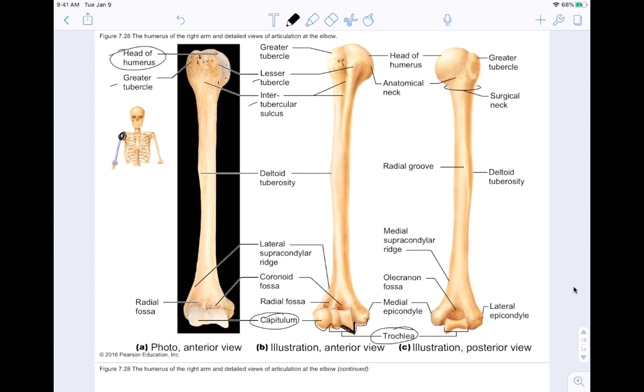That's an easy way for you to identify this bone versus some of the other long bones in the body, because you will have to do that for the practical. It kind of looks like a fist with a weird little middle finger jutting out a little bit. So that's what our humerus looks like.